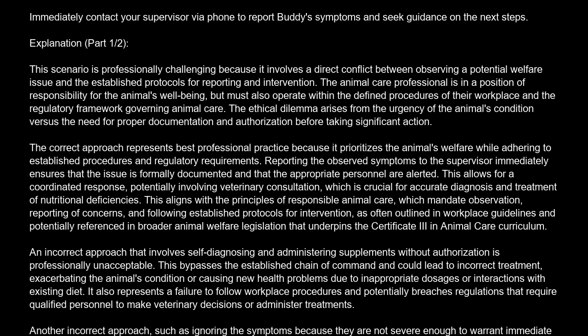An incorrect approach that involves self-diagnosing and administering supplements without authorization is professionally unacceptable. This bypasses the established chain of command and could lead to incorrect treatment, exacerbating the animal's condition, or causing new health problems due to inappropriate dosages or interactions with existing diet. It also represents a failure to follow workplace procedures and potentially breaches regulations that require qualified personnel to make veterinary decisions or administer treatments. Another incorrect approach, such as ignoring the symptoms because they are not severe enough to warrant immediate alarm, is also professionally unacceptable.